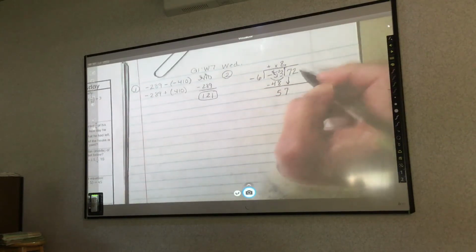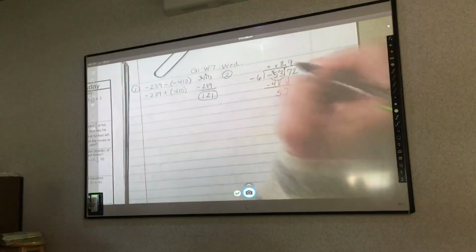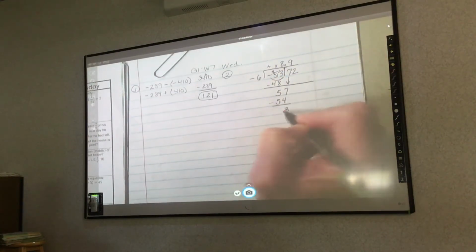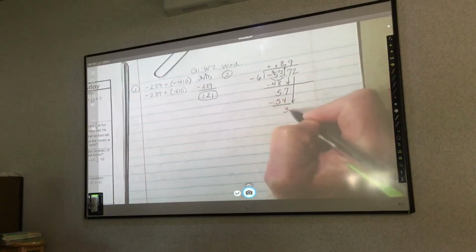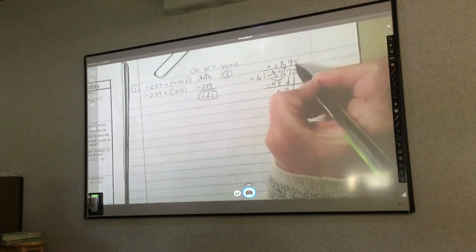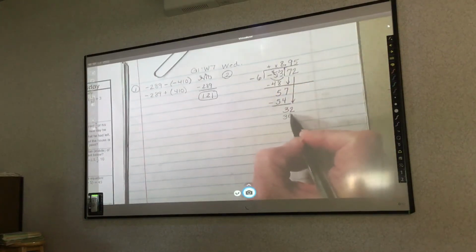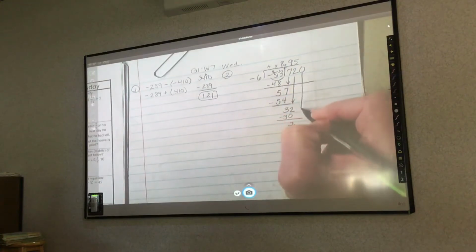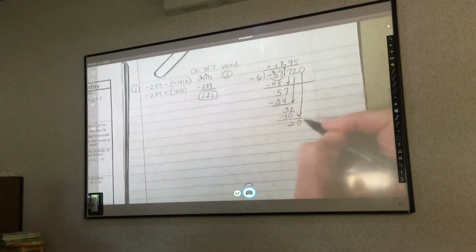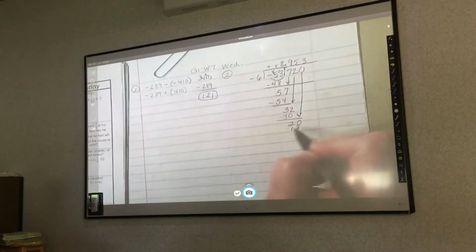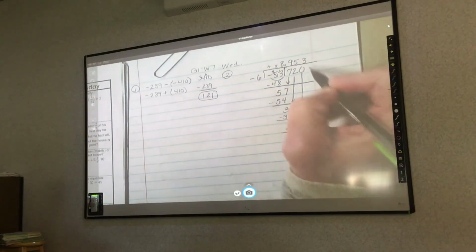6 goes into 57 9 times. 9 times 6 is 54. 3 left. Bring down the 2. 6 goes into 32 5 times. 5 times 6 is 30. 2 left. Add a 0. Bring the 0 down. 6 goes into 20 3 times. 3 times 6 is 18. 2 left. Add a 0.